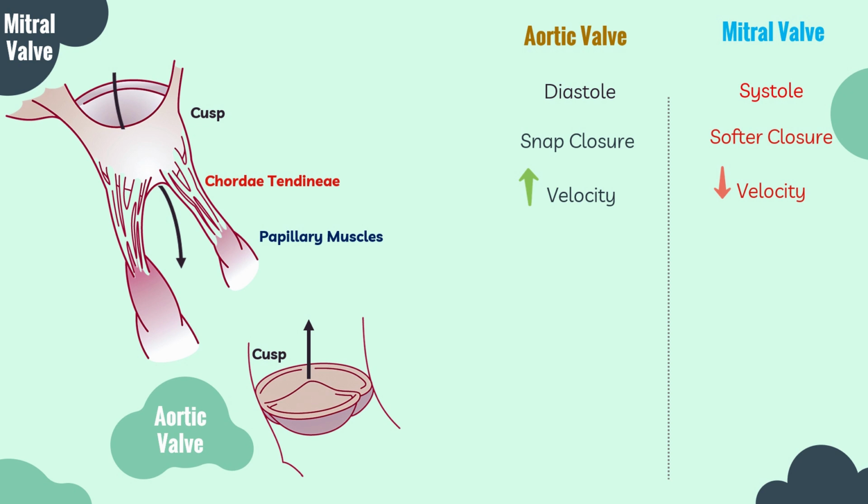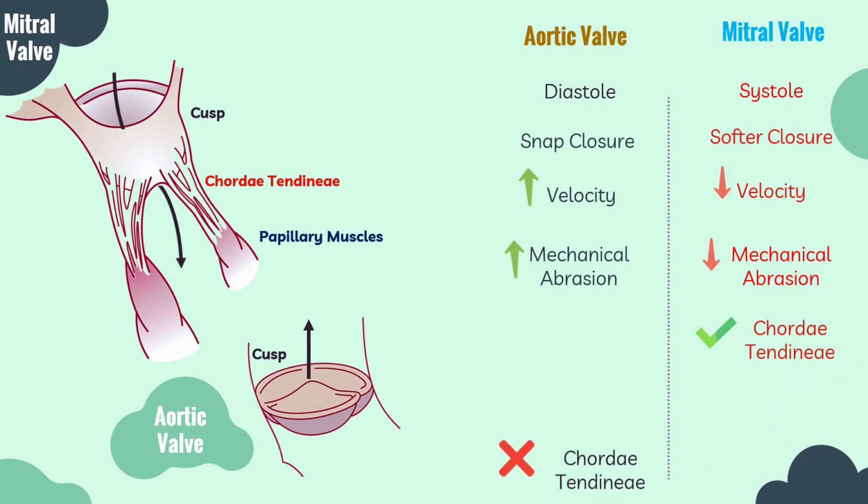Also, because of the rapid closure and rapid ejection, the edges of the aortic and pulmonary valves are subjected to much greater mechanical abrasion than the AV valves. Finally, the AV valves are supported by the chordae tendineae, which is not true for the semilunar valves. It is obvious from the anatomy of the aortic and pulmonary valves that they must be constructed with an especially strong, yet very pliable fibrous tissue to withstand the extra physical stresses.